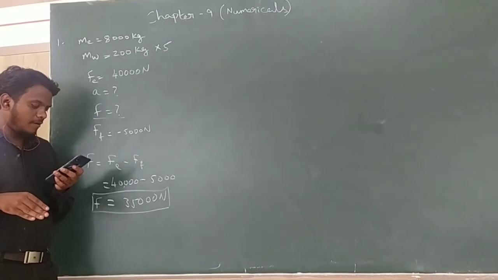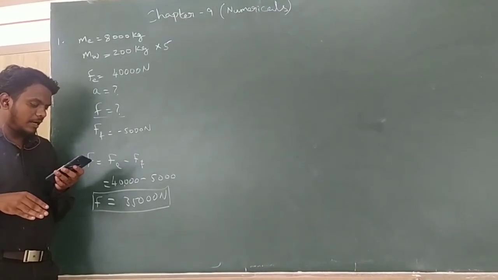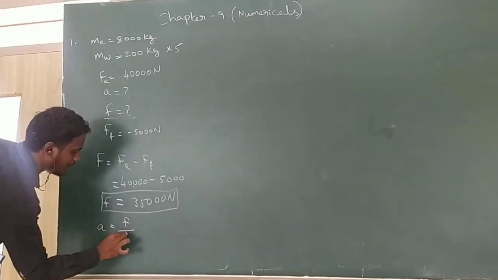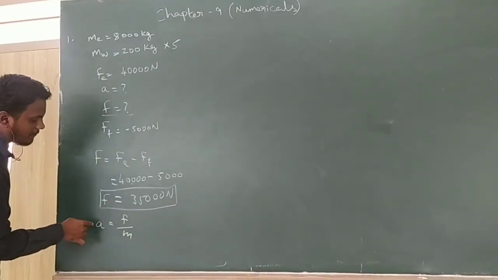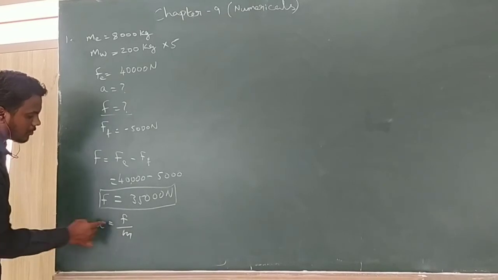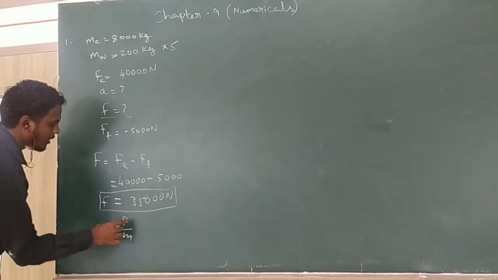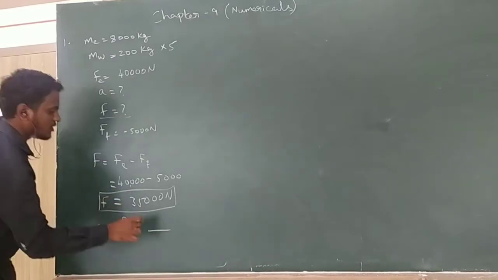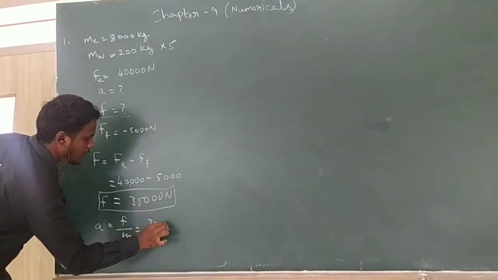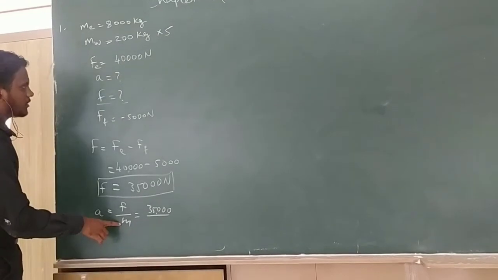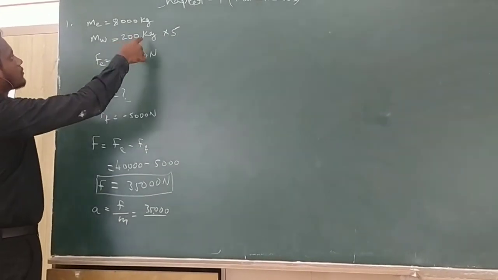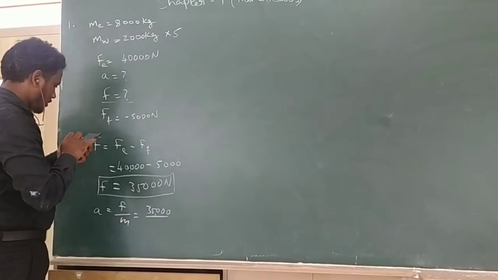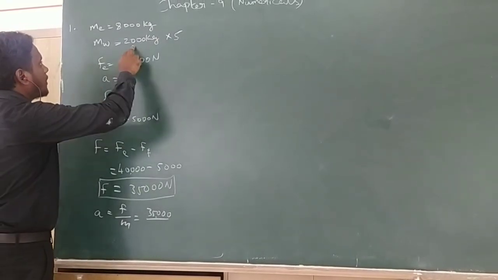Next, the acceleration of the train. What is the acceleration formula? a equals F by m, because F equals ma and we need a, so I bring the m to the denominator. The net force is 35,000. What is the mass? The total mass.